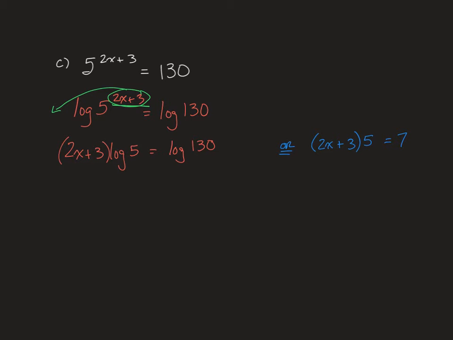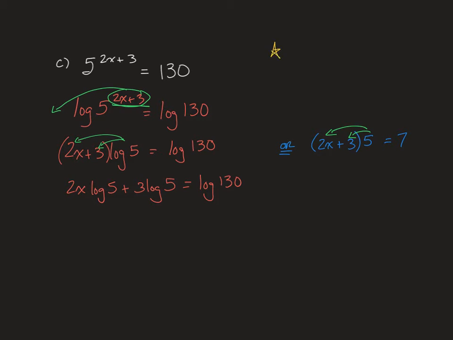Now, we examine that. Let's jump through. Take a look at the blue equation, and what would you do to be able to solve that blue equation? Well, because that 5 does not divide into the 7 evenly, we're probably going to go through and expand that 5 into the brackets. So let's do the same thing with this equation. That's going to give me a 2x log 5 plus a 3 log 5 equals log 130.